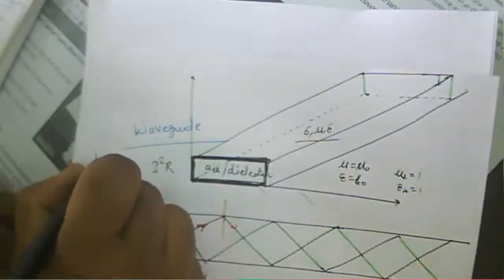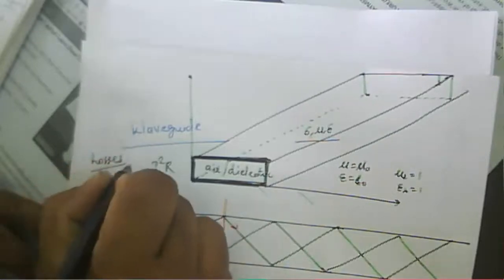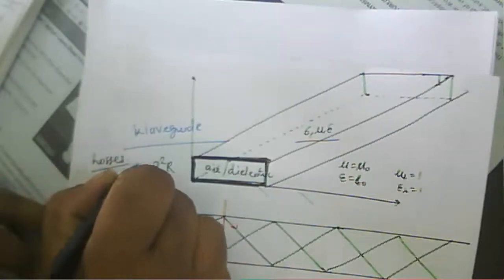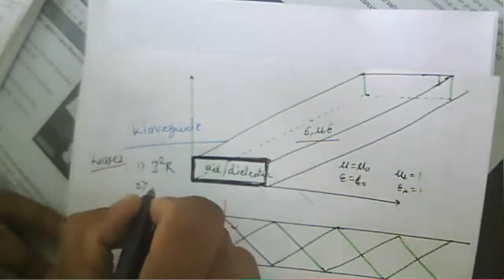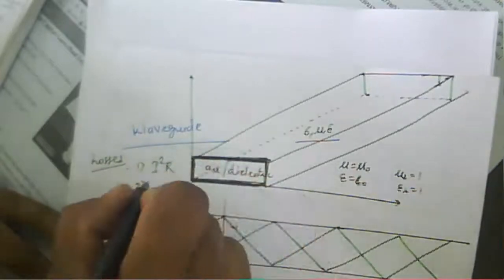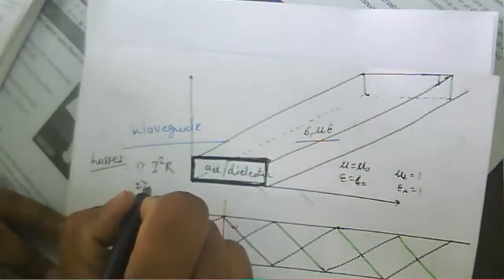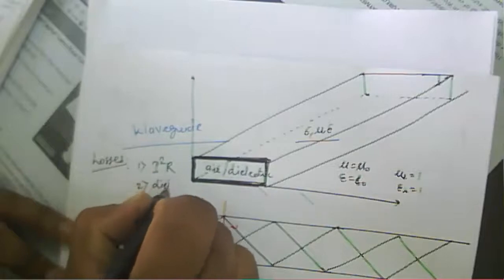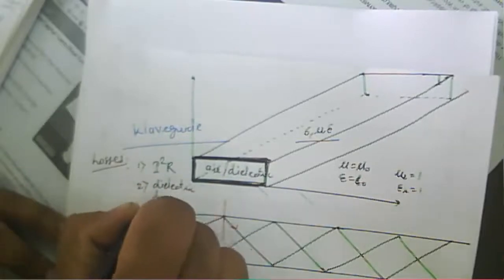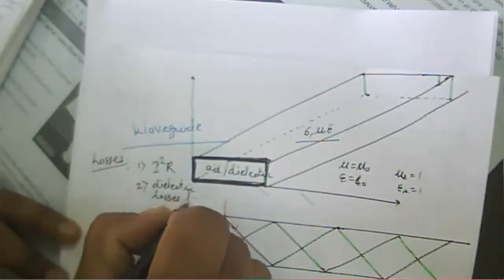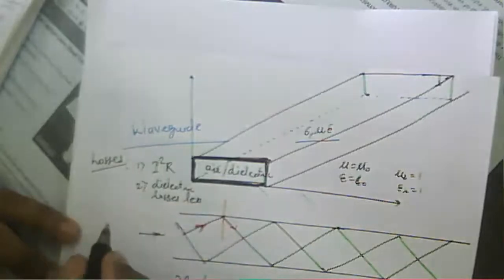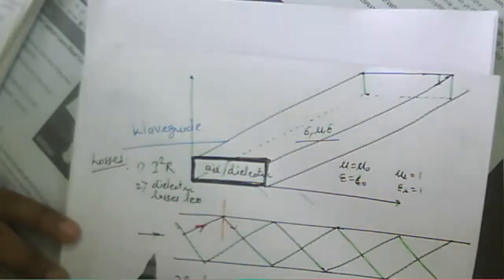So if you consider the losses in that case, the copper losses, that is the I square R losses, are less. Low losses because of the large surface area, and because of that dielectric material, dielectric losses are less. Losses are less because of the dielectric medium.